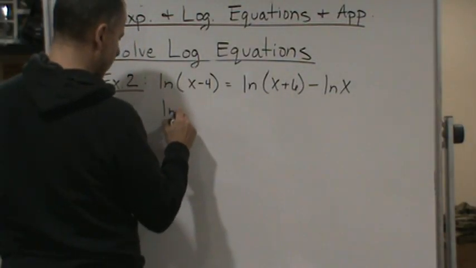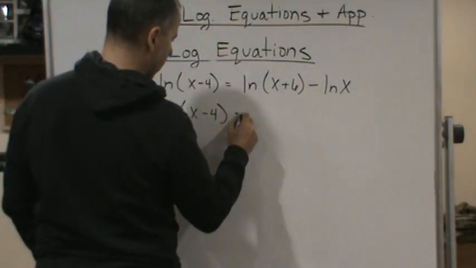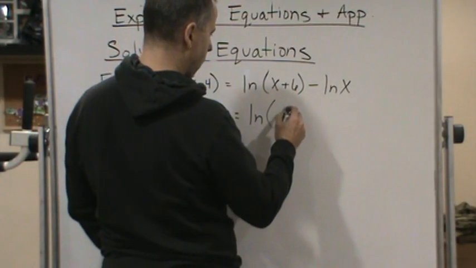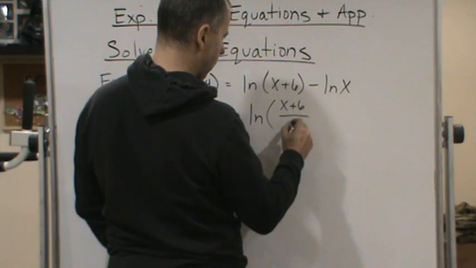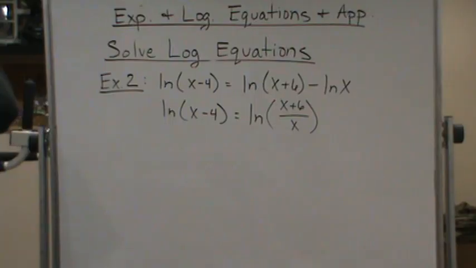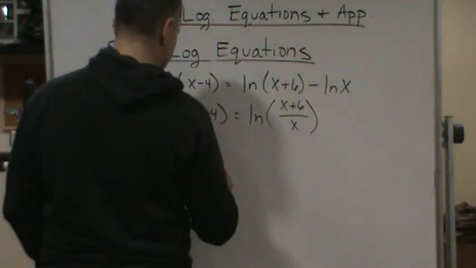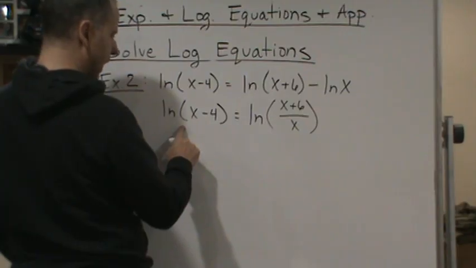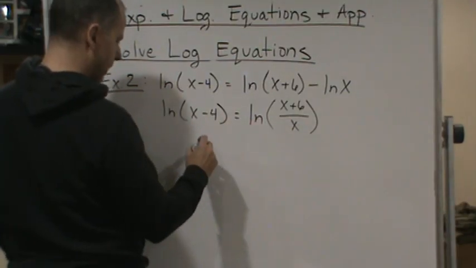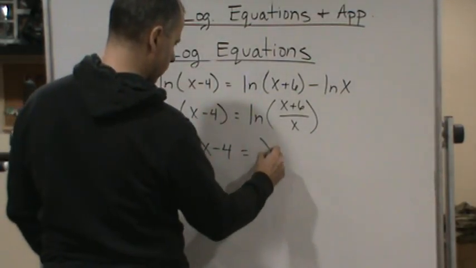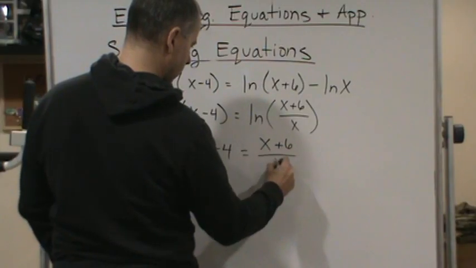So I'm going to rewrite this as the natural log of x minus 4 is equal to the log of, what? This is going to be using the quotient, so this is going to be x plus 6 over x, right? So I just used the quotient rule, the quotient property. Okay? And now I have an equation where the logs are the same on both sides, right? With the same base. So that means that the arguments must be equal. So I can set x minus 4 equal to x plus 6 divided by x.